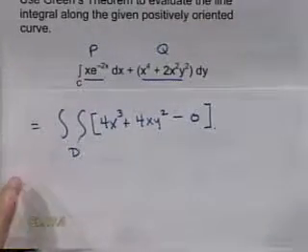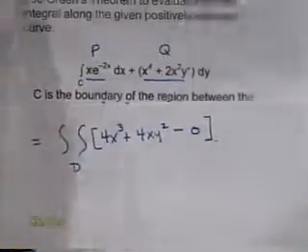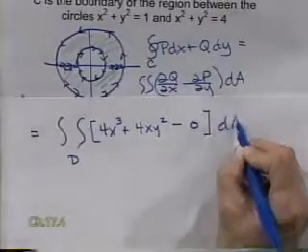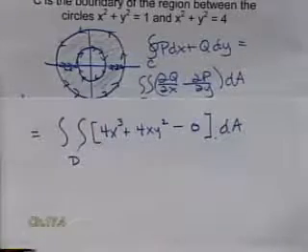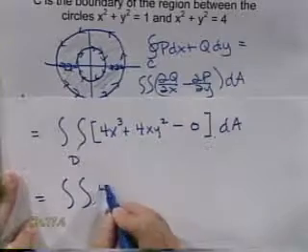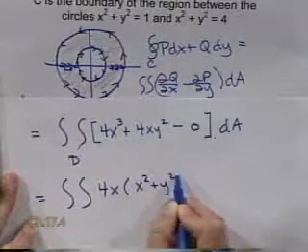All right, now what are we going to do? We've got to figure out what our region is. Now, how do you want to do this integration? We've got to set up our limits of integration, dA. What do you think? Factor an x out? I can factor out an x. In fact, why don't we factor out a 4x? We'll get x squared plus y squared.